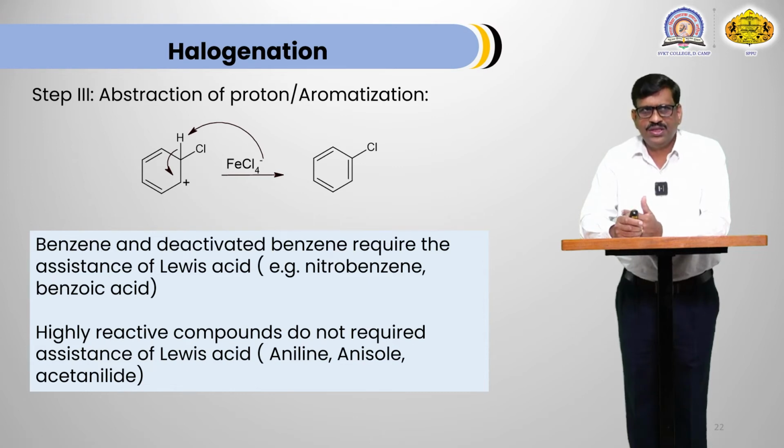Anisole is another compound in which an OCH3 group is attached to the benzene nucleus. We know that oxygen carries an electron pair. Delocalization of the electron pair which is present on oxygen takes place. That's why electron density at the benzene nucleus increases and pi electrons are easily available for donation. That's why in such cases the Lewis acid catalyst is not essential or not required.